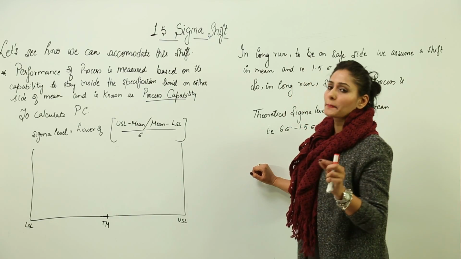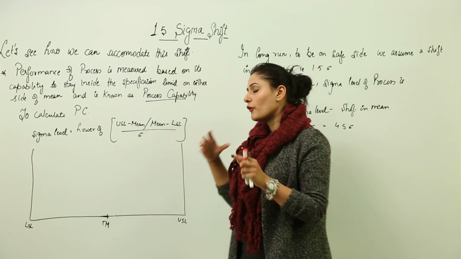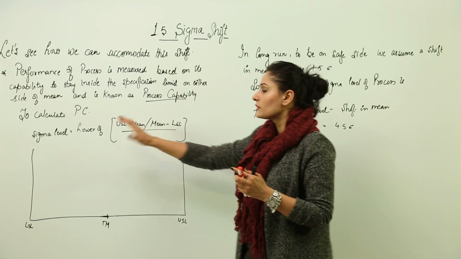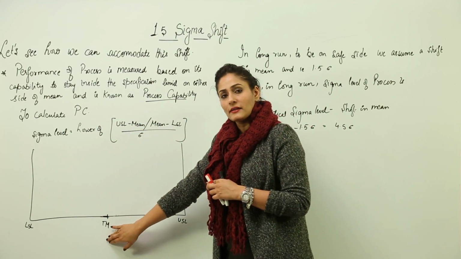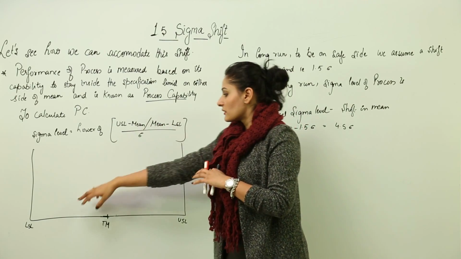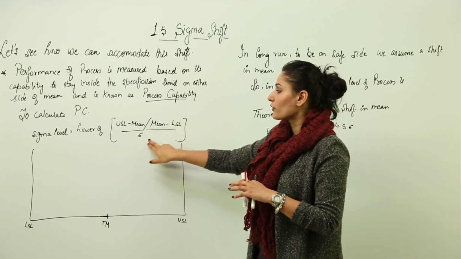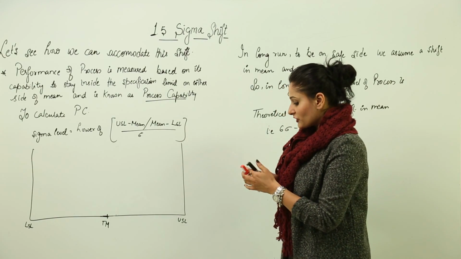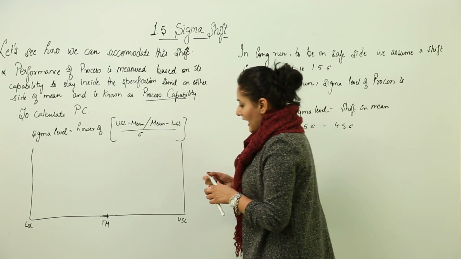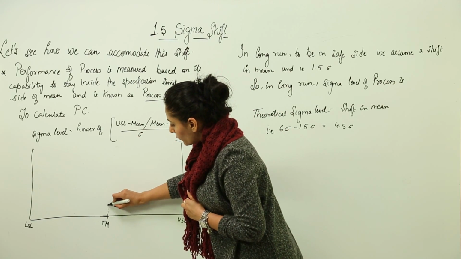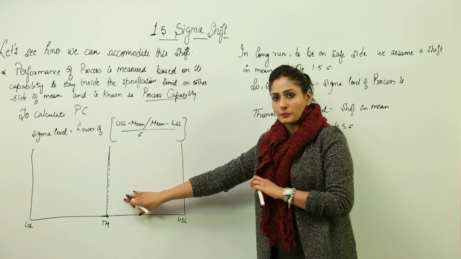To calculate the sigma level, we take the lower of the upper spec limit minus the mean, or the mean minus the lower spec limit, divided by the standard deviation. Whichever is lower, we keep that one. Let me explain. For example, this is my process, a 6 sigma process, and it has a theoretical mean over here. This is where the mean should be.